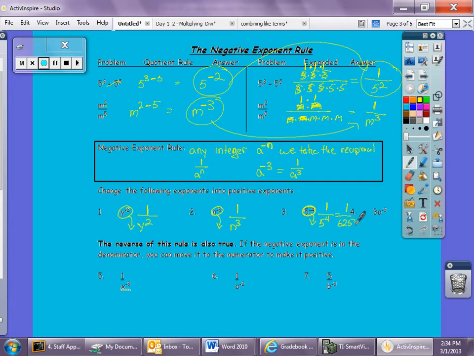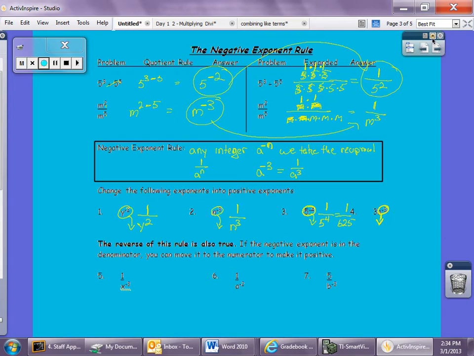And then when we look at number 4, the negative exponent is the a. So I only circle the a, and I only bring the a down. That means I'm going to have 3 times 1 over a to the third, because I brought the a down. Well, 3 times 1 is just going to give me 3 over a to the third. So the 3 stays in the numerator.